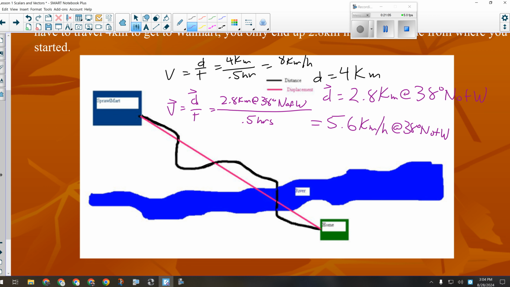Okay? I accomplished nothing from a vector perspective. Even though from a scalar perspective, I was walking for an hour and went 8 kilometers. Okay? Same trip, different points of view. So it's just important to realize that we can talk about something like that and have the numbers be wildly different. Okay?